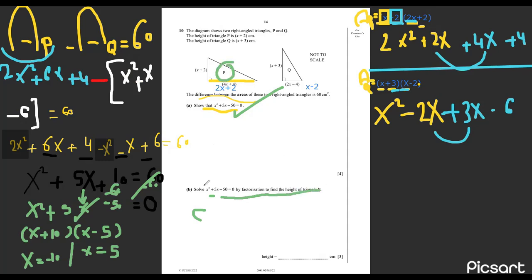Most of you forget this. You just need the value of x? No, you need to get the height of P. So the negative answer will be rejected, and you have to write this rejected answer. We are going to reject it.